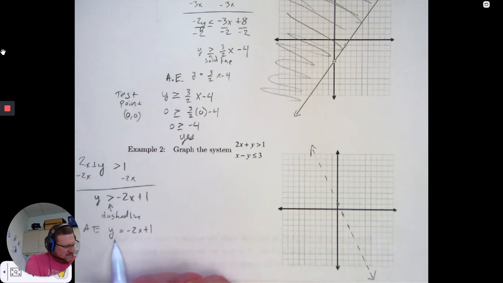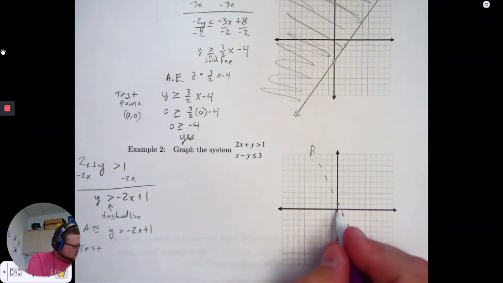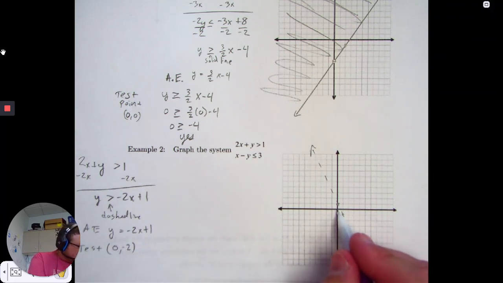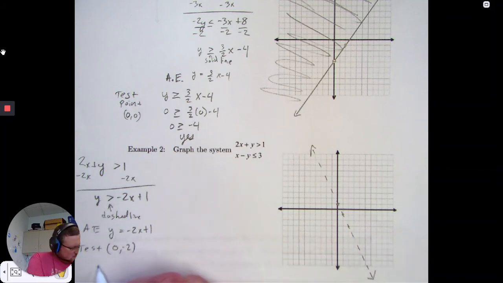So now what we want to do is, again, the same idea. We want to test a point. You can pick any point you want. Say we do 0, negative 2. Just pick a point. You just want to pick a point that's not on the line. 0, negative 2 is not on our line, so we can use it. So we have to just put that in, except we want it to be in our original.